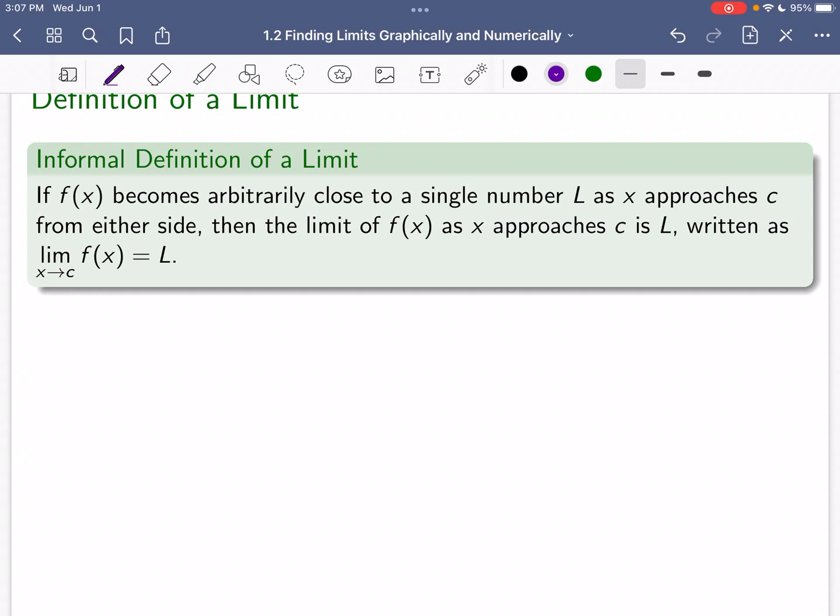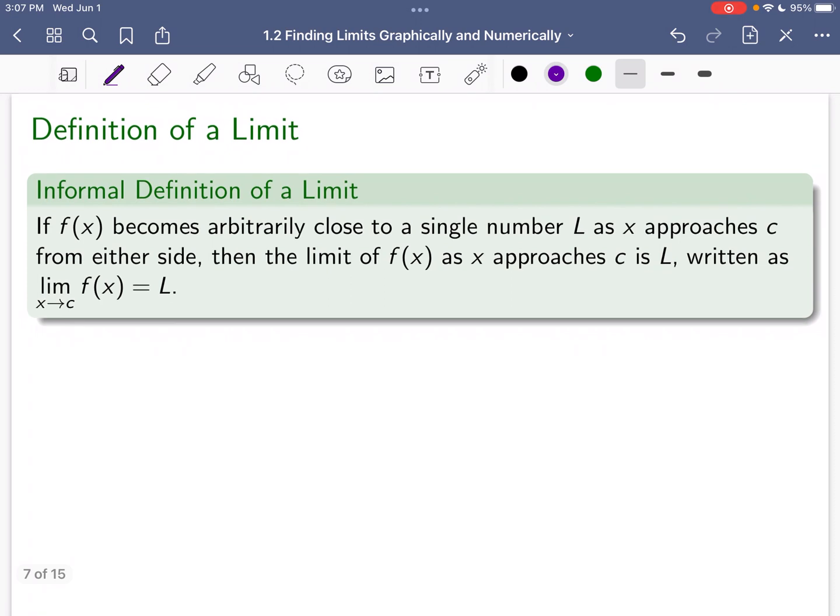In this video, we're going to take a look at the formal definition of a limit. We will do that by first looking at an informal definition, but then we're going to jump straight into the formal definition. So, informally, if f of x becomes arbitrarily close to a single number L, so our function f of x is getting closer to L as x approaches c from either side, then we say the limit of f of x as x approaches c is L. And we write it in this way.